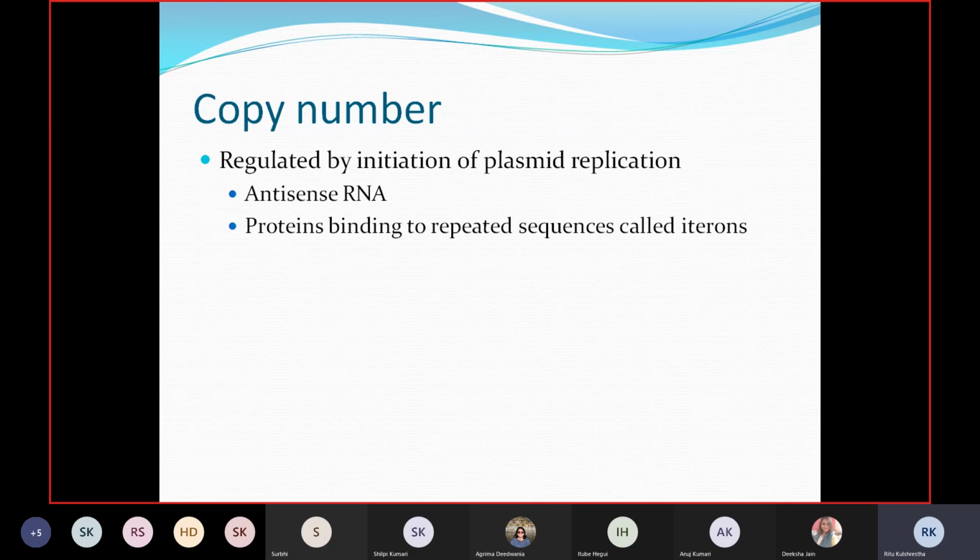Now, the various mechanisms by which the copy number of a plasmid is regulated is one point that you should be aware of, because unless you are aware of these points, you might not be able to understand what changes have been made in plasmid vectors to make them good vectors. So before going to the mechanisms, I want to know whether you have been taught this either in your microbiology class or in your molecular biology class. Are you aware of these two mechanisms or not?